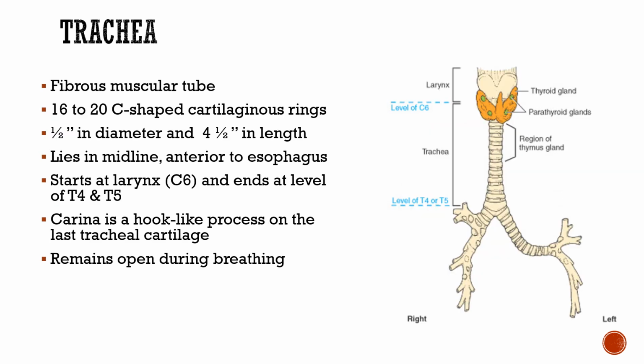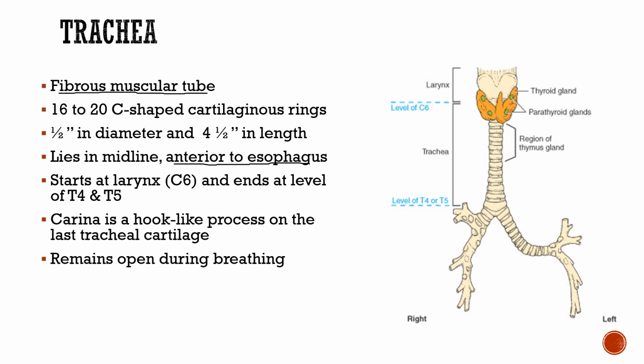The trachea is a fibrous muscular tube, has 16 to 20 C-shaped cartilaginous rings. It's 1/2 inch in diameter and 4.5 inches in length. It lies in the midline of the body. It is anterior to the esophagus, which is important. Anterior to the esophagus, so it's in the front of the body, the anterior part.